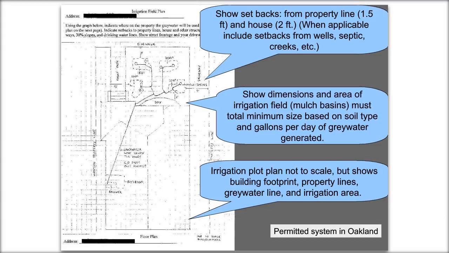Here's a hand-drawn site plan. So it's showing the same stuff, the setbacks, the dimensions of the irrigation area, showing that you're meeting those minimum requirements. It doesn't have to be to scale, but it does need to show the property, the footprint of the property line, the house, showing that you're meeting all of the setback requirements. And this was the permit in Oakland.